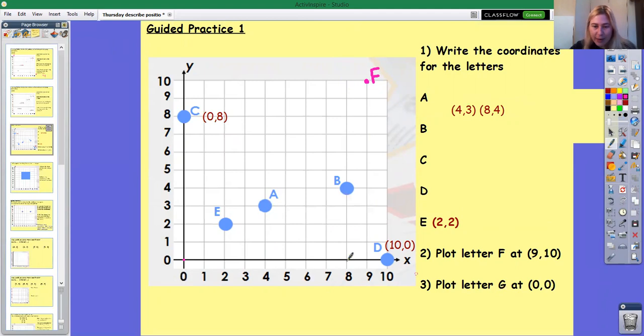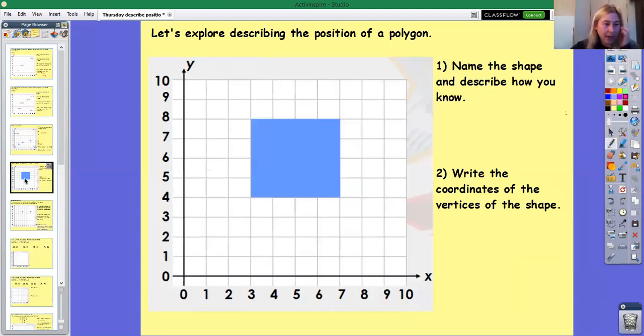Now let's look at G. So I need to go to 0 on the x-axis, which is right back here, and 0 on the y-axis, which is on the same point. So I hope that didn't mislead you. G is where those two axes actually cross over each other, so that perpendicular angle.